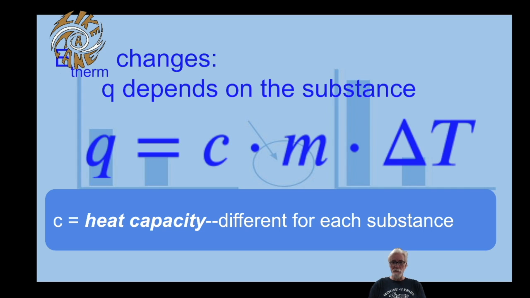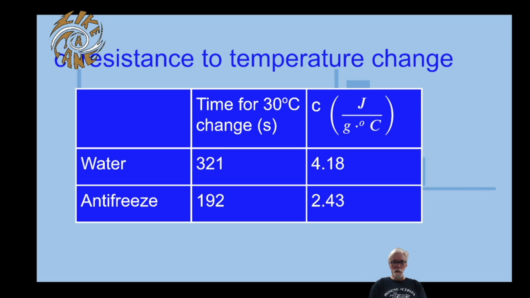You can weigh masses, you can measure temperature changes with a thermometer or a temperature probe, and then you can look up the heat capacity for different substances. Here's something interesting. This is a chart that I have here that just includes the result from our experiment in the middle column. It took 321 seconds for a 30-degree change in water's temperature. It took 192 seconds for the same temperature change in the same mass of antifreeze. That was 400 grams in both cases.